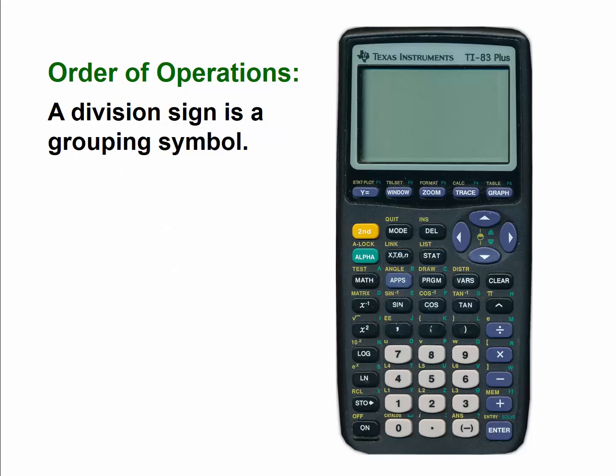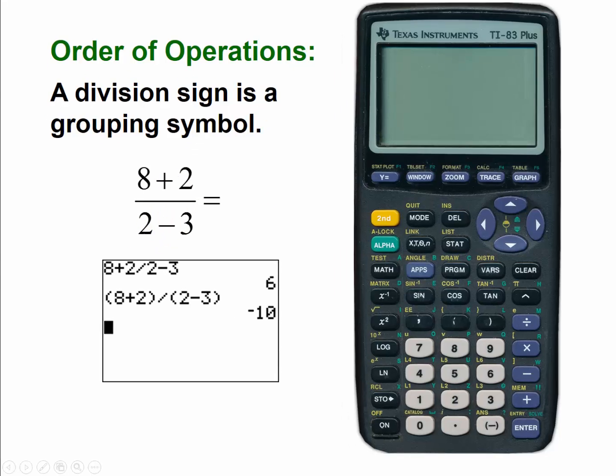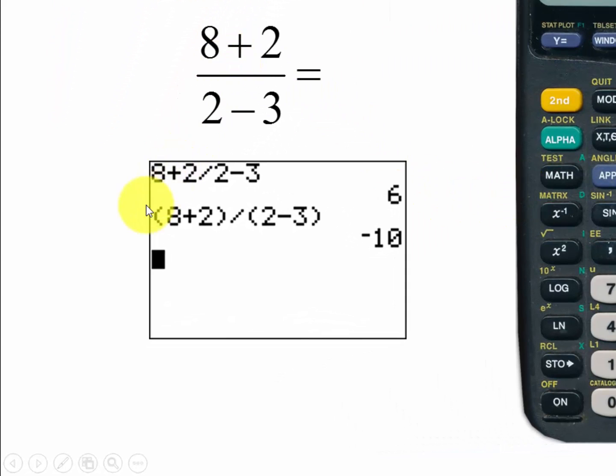A division sign is a grouping symbol. So for example, if we have this expression, we want to add, then we want to subtract, and then finally divide. But if we type in 8 plus 2 divided by 2 minus 3, we'll get an incorrect answer of 6. Again, the calculator will follow the order of operations to a T.